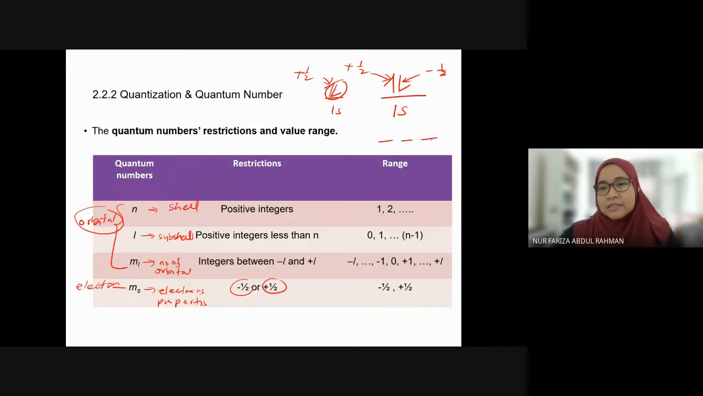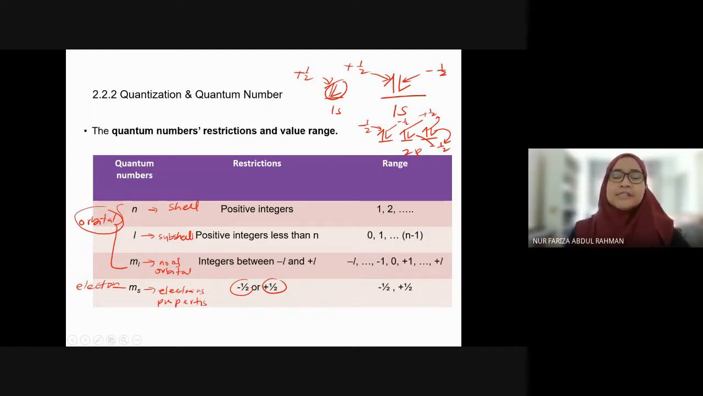If we have 3 orbitals, which is a p orbital, for example, and all of the orbitals are fully occupied, that means we have positive half, negative half, positive half, negative half, positive half, negative half. So there are three electrons having the same spin, positive half, and the other three electrons having the same spin, negative half.